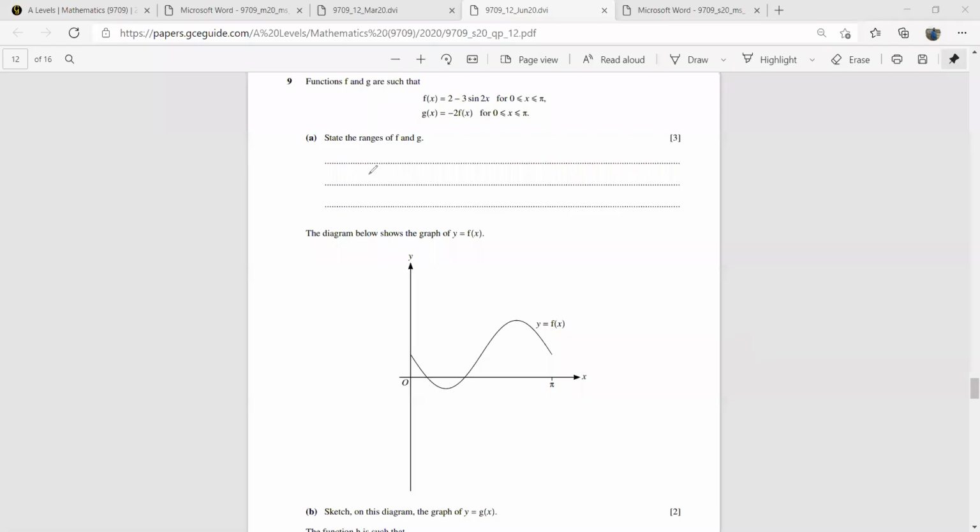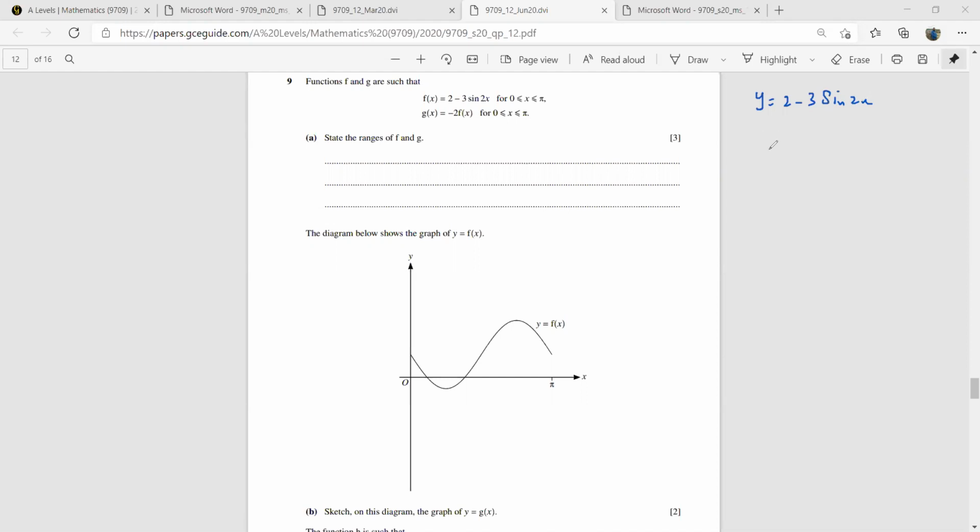Okay, question number 9. A question on functions, and then you have trigonometric functions. It says the functions f and g are such that f of x is this and g of x is this. State the ranges of f and g. You must be able to quickly have an idea how this looks if you have y equal to 2 minus 3 sine 2x from 0 to pi, and this 2x would make it complete its whole period.